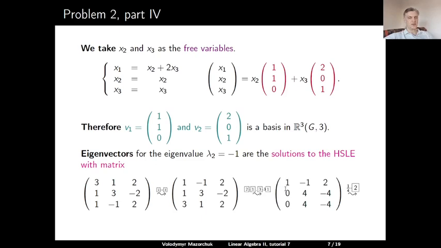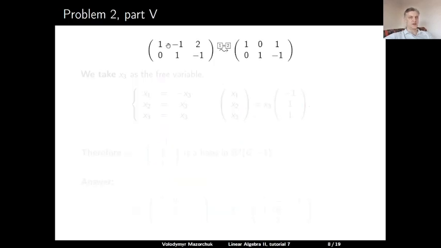So the first row remains the same, 1, -1, 2. We subtract the first row from the second row. We get 1 minus 1, which is 0, 3 minus -1, which is 4, -2 minus 2, which is -4. And then we subtract 3 times the first row from the last row. So we get 3 minus 3, 0, 1 plus 3, 4, 2 minus 6 is -4. And now we see that rows 2 and 3 are the same. We delete row 3 and we divide row 2 by 4. So we get the matrix 1, -1, 2, 0, 1, -1.